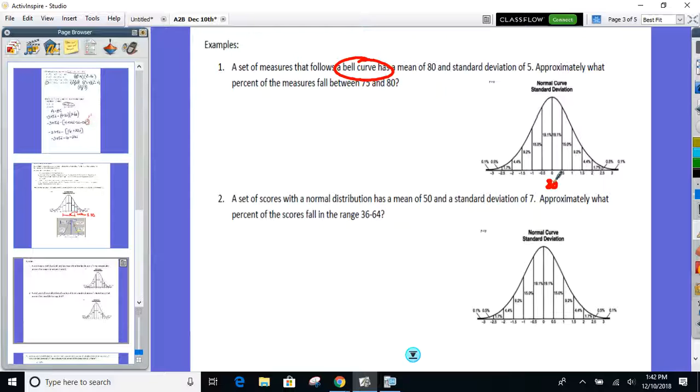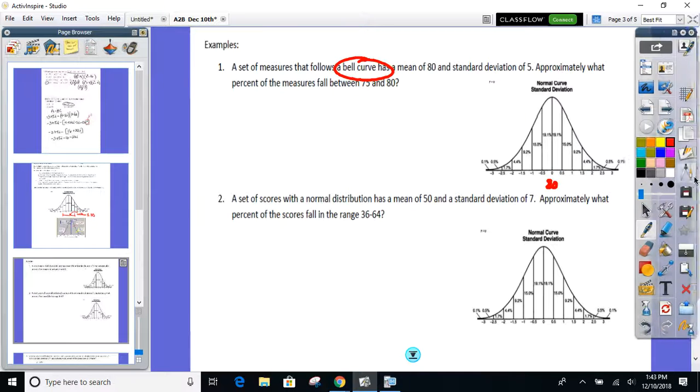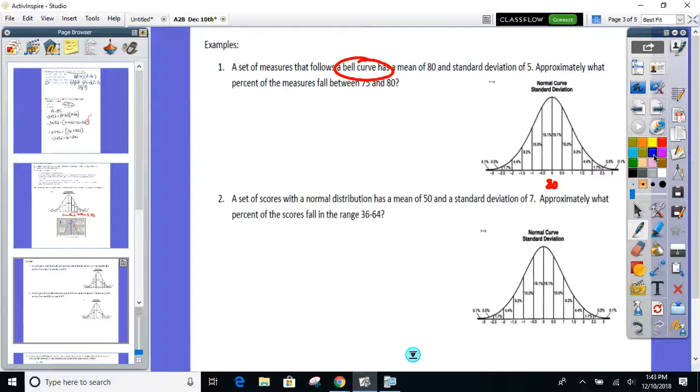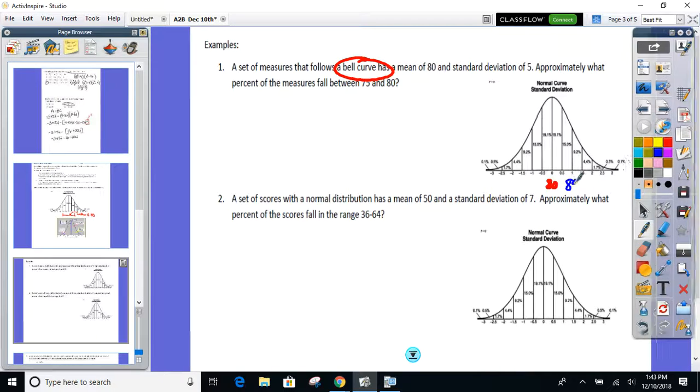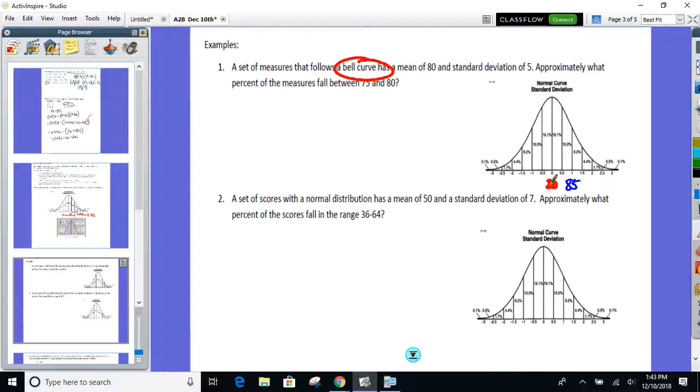It also tells us the standard deviation is 5, which means the following. When I add 5 to the mean, I get the score at 1. So everyone add 5 to the mean, what do you end up with? 85. So the score at 1 above is 85. How do you think you find the score at 1 below? Subtract 5. Beautiful. So what's the score at negative 1? All right. Let's go back to the problem.